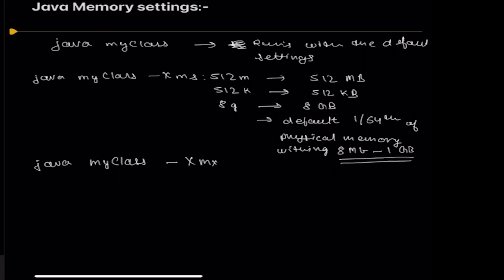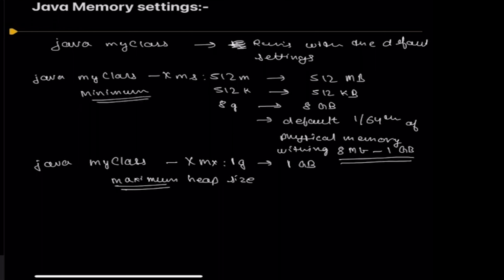The next parameter is -Xmx, which is used to configure the maximum heap size. So here, for example, we have configured the maximum heap size as 1 GB. And we can configure it in KBs, MBs, whatever we want, as shown in the above example for minimum heap size. So using this parameter, we can govern the maximum heap size. And as already told, -Xms is the minimum heap size.